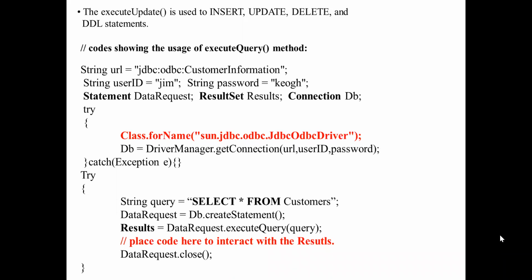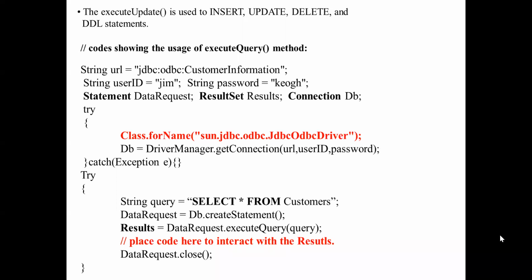Then I move to the try catch exception handling by using sun.jdbc.odbc.JdbcOdbcDriver, that is Class.forName. So what is db? db is a connection equal to DriverManager.getConnection of URL, user ID and the password, and we catch the exception if the connection is not established.